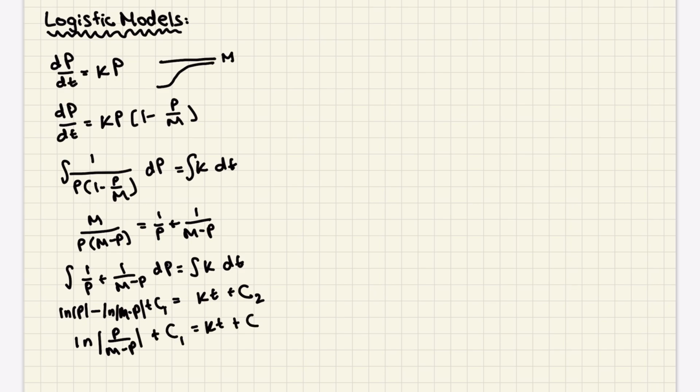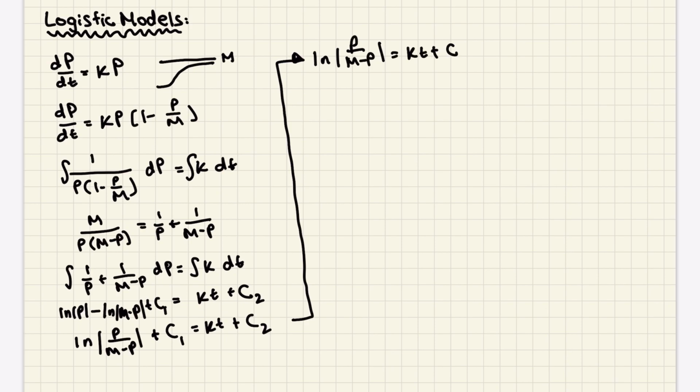And then that plus c1 is equal to kt plus c2. We can combine the constants into 1, making it just plus c. And now moving back up here, we have ln of p over m minus p is equal to kt plus c. That's just the single constant we combined into.